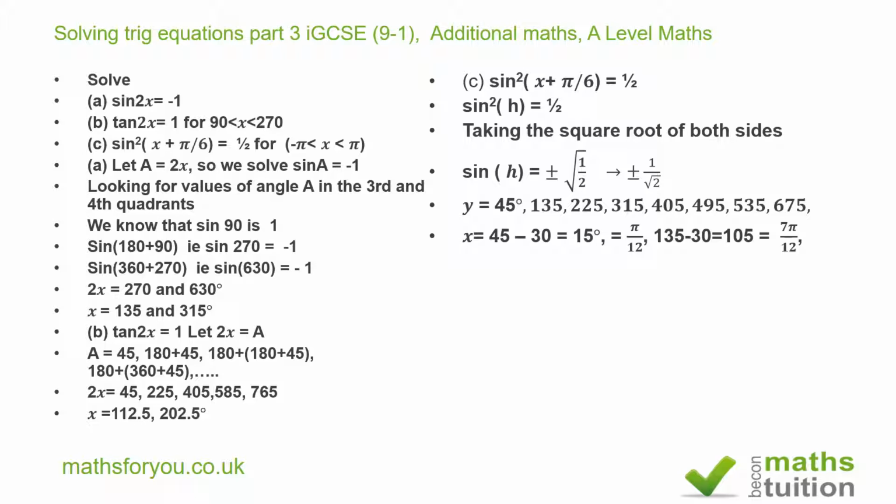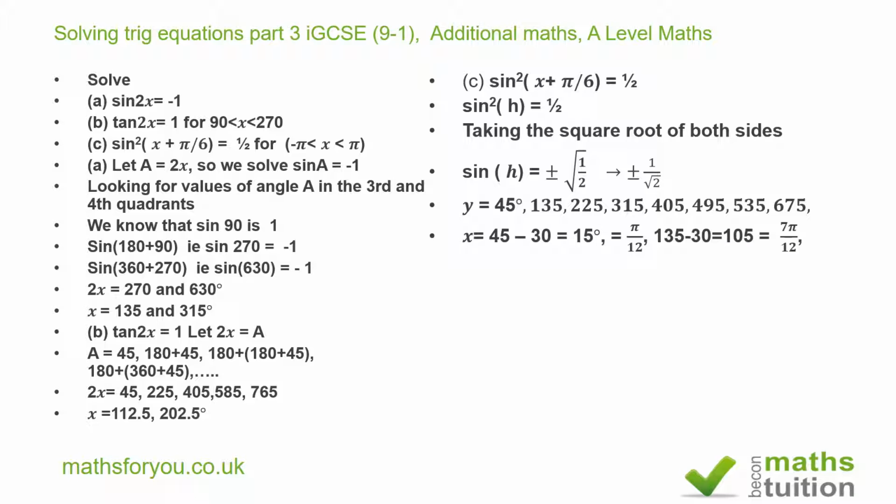Similarly, for 135, if I subtract 30 from 135, I get 105. And because there are 7 15s in 105, 105 degrees will be 7 pi over 12. So that's the next answer.